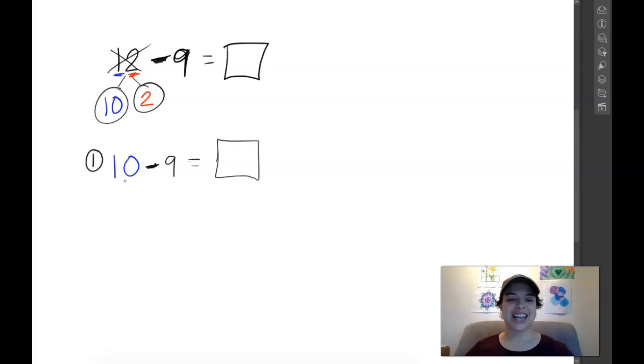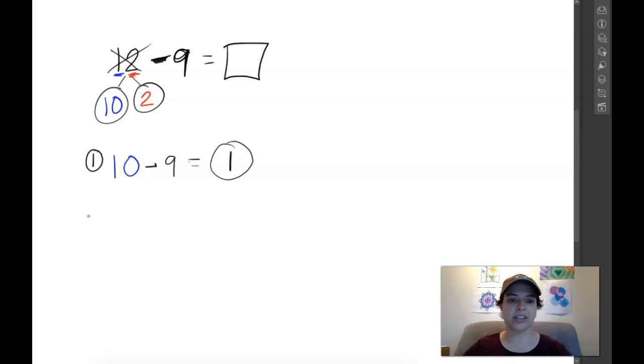So 10 minus 9. Well, you have your handy dandy tools if you don't remember this one off the top of your head. So get all 10 of your tools and put down 9 of them. 5, 6, 7, 8, 9. Well, look at that. You've only got 1 left. So 10 minus 9 equals 1. How about that? Or actually, I'm going to change this to a circle. It's not the complete mystery number yet, is it? We're still solving for this, but we don't know what it is yet. We've only gone through step 1.